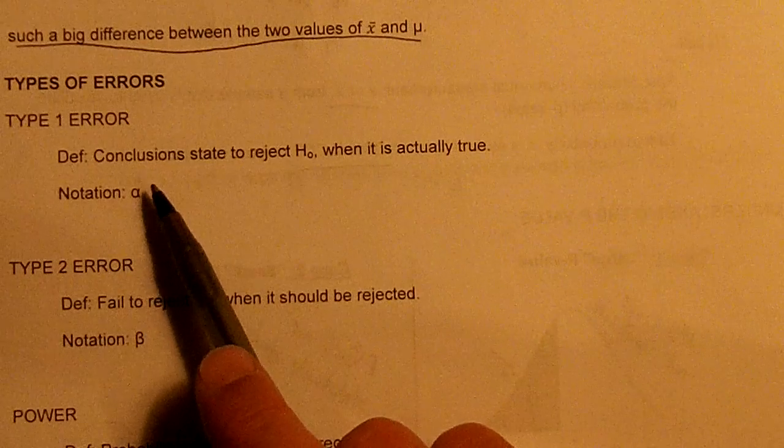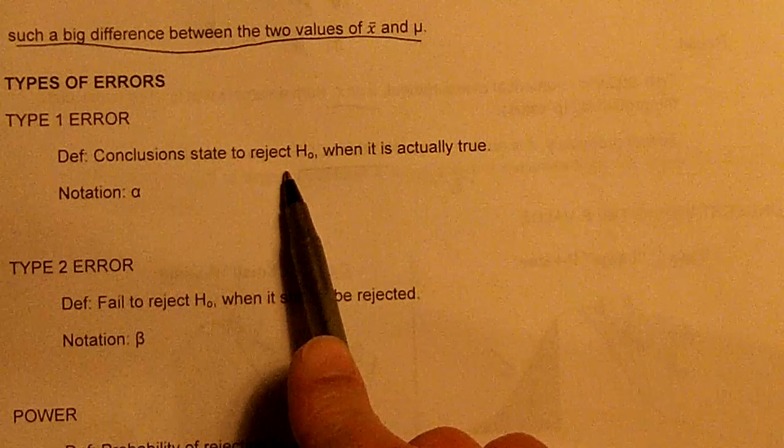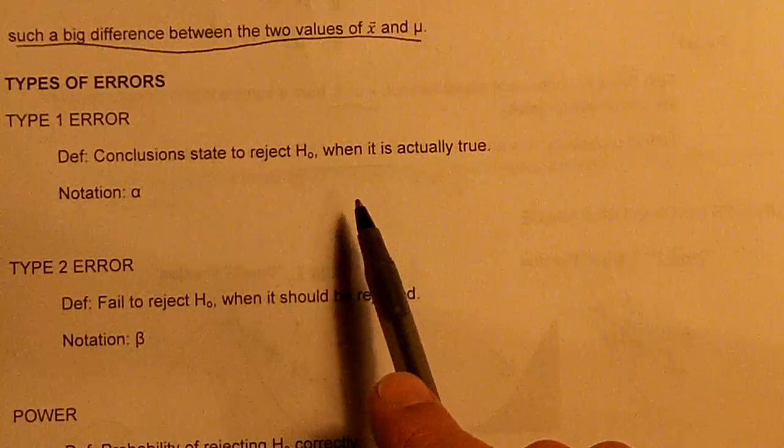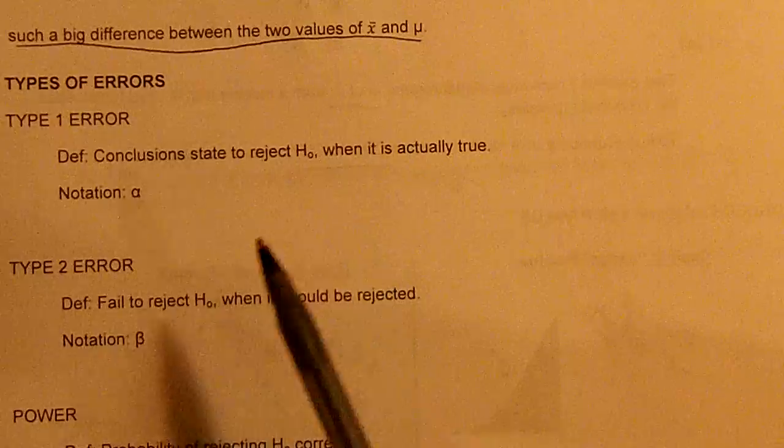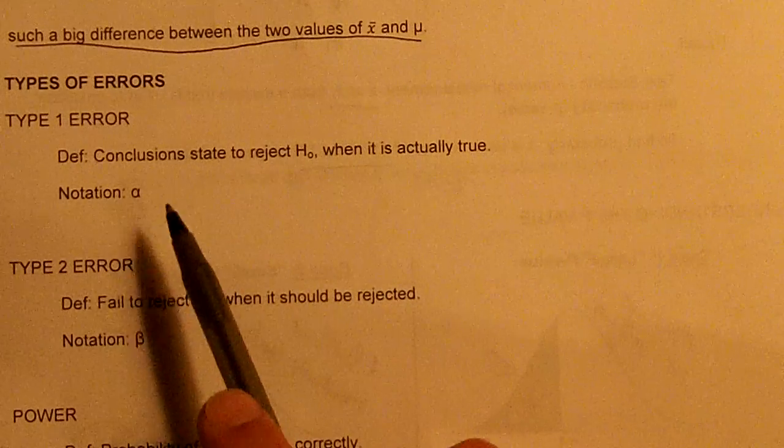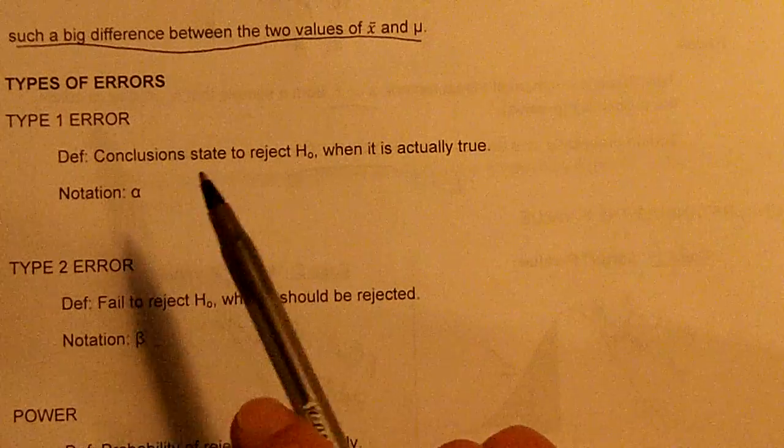The type 1 error states that you want to reject the null hypothesis when it was actually the truth, which in all reality says you got a small p-value when you really shouldn't have. So the notation here, to summarize what the type 1 error would be, is your alpha measure.